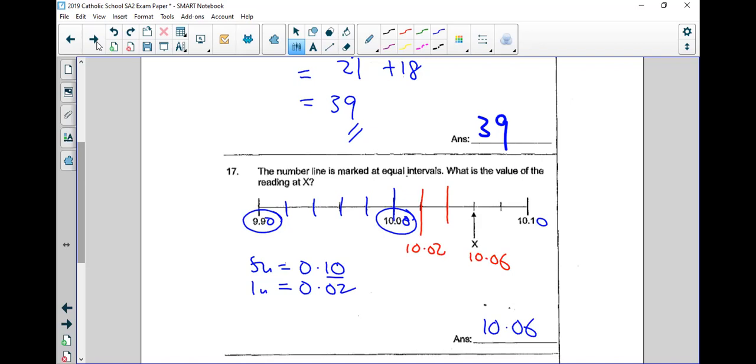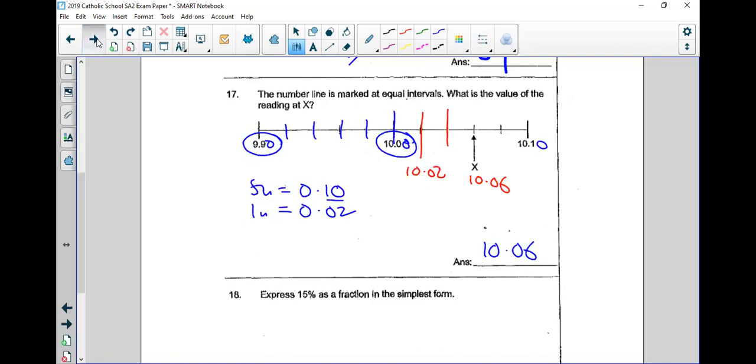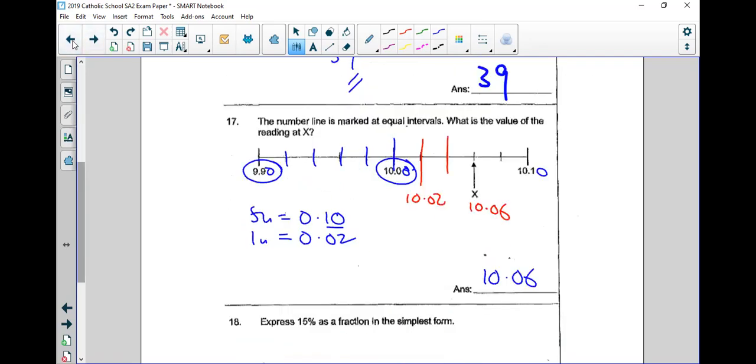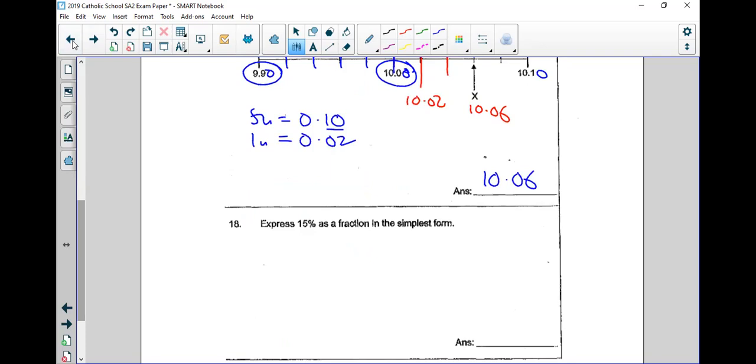Okay, question 18. Let's go to the next one. Question 18, what's the answer? You will need to write down your simplest form, which is answer 3/20. Okay, this is your concept. To change the percentage into fraction, always remember, it's always over 100. The percentage is always over 100. This is your concept already.